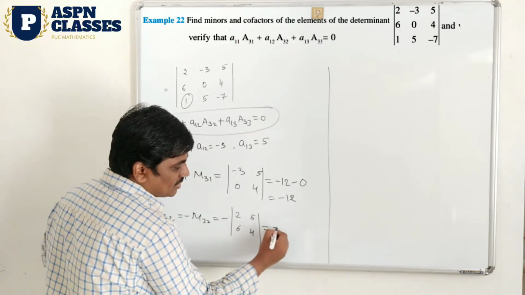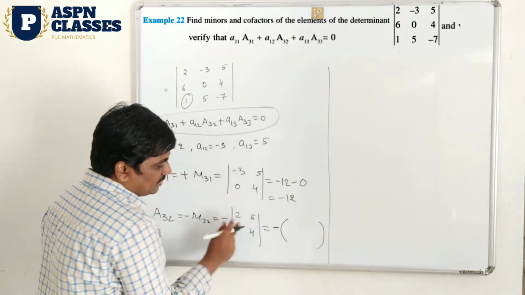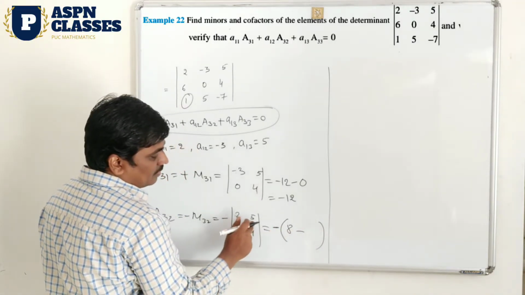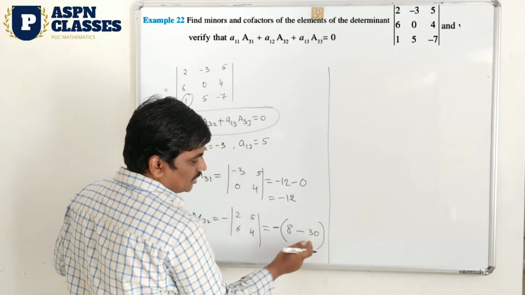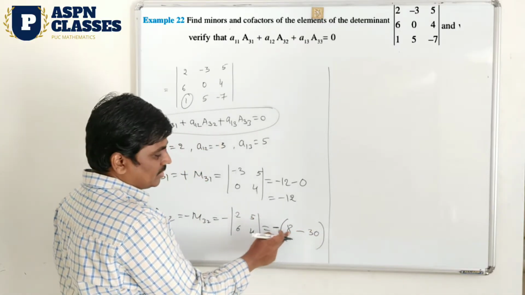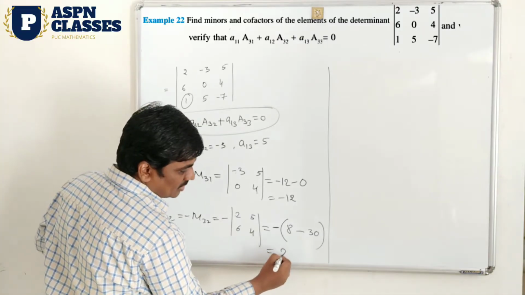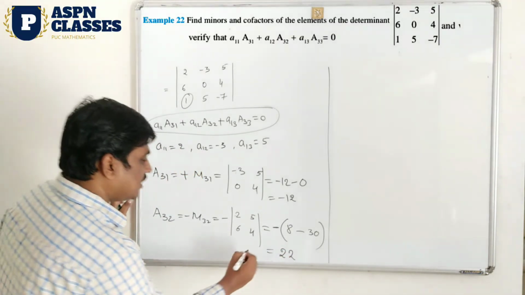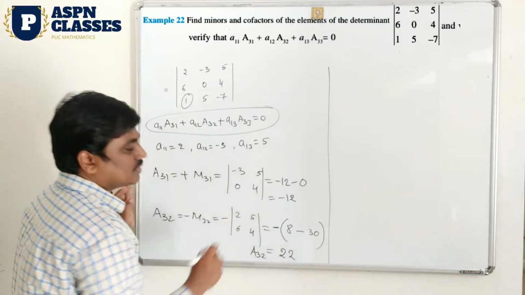First write the minus sign, and in brackets write 2 into 4, which is 8, minus 6 into 5, which is 30. So this result is -22. Then minus times minus 22 gives a plus, so you get plus 22 as the answer. This is the result for A32.